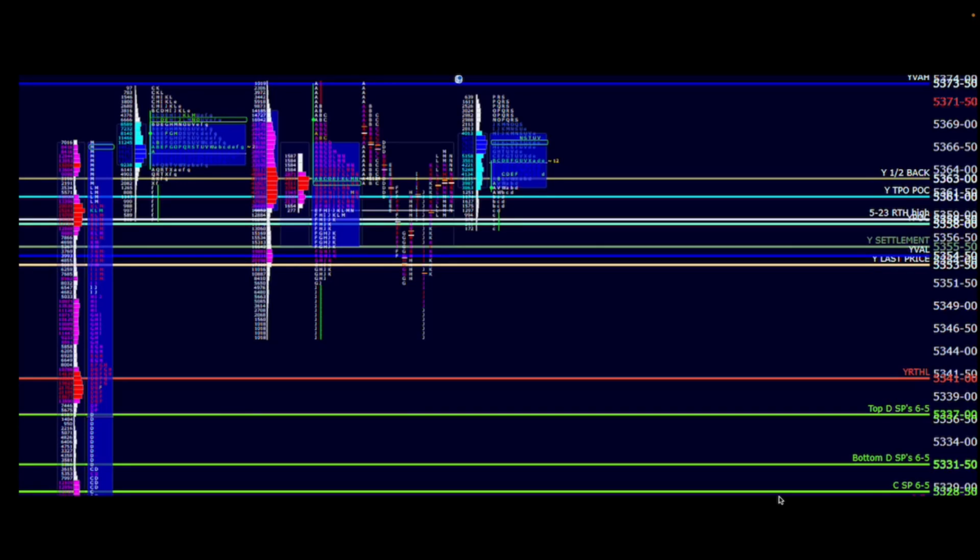We're looking at the ES futures market using Market Profile Window Trader. This is the overnight session, June 7th, leading into the data at 8:30. This is actually around 8:29 a.m.